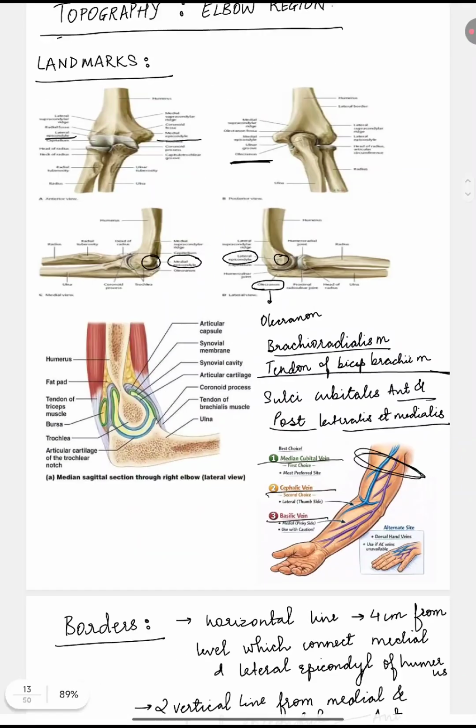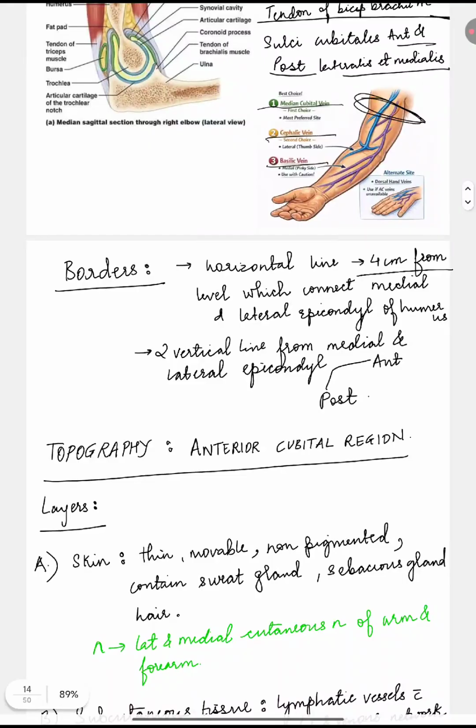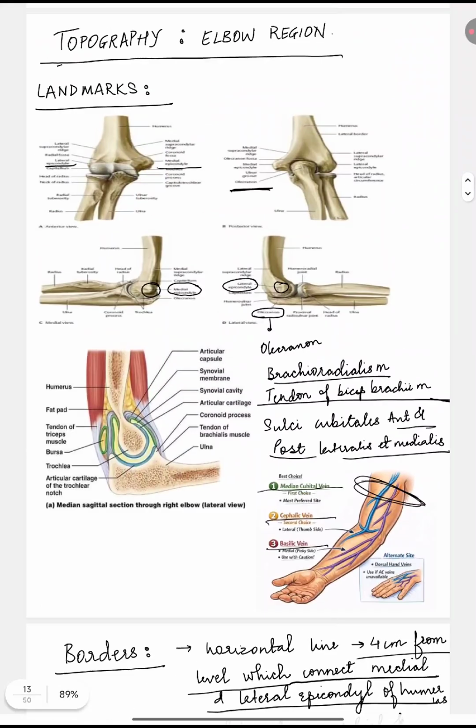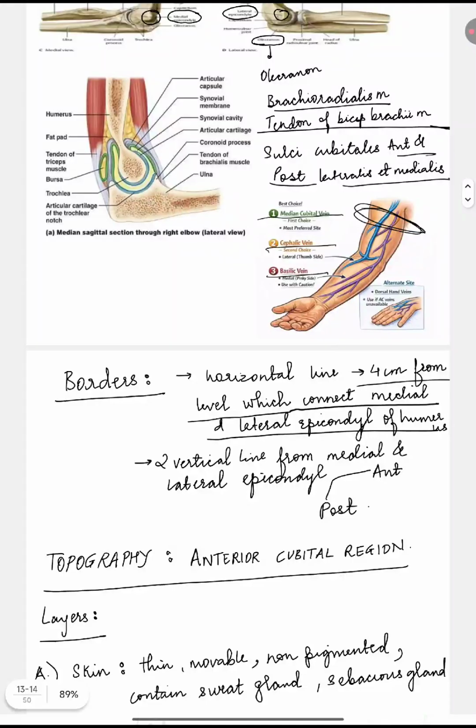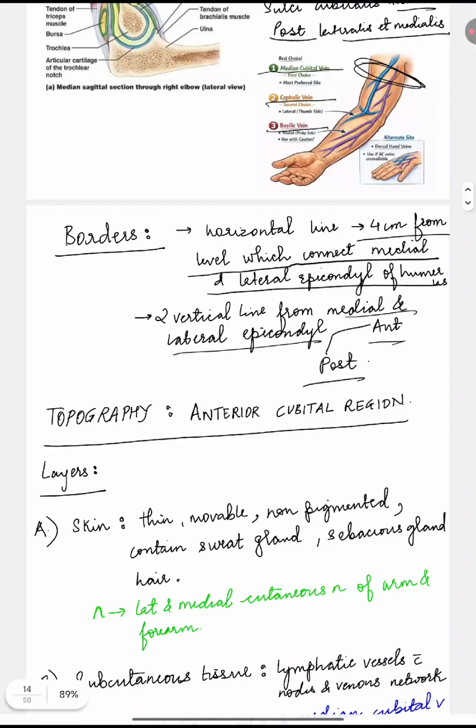Now, what are the borders? The border is 4 cm from the level where the medial and lateral epicondyle of the humerus connect. We need to draw a horizontal line 4 cm up from the medial and lateral epicondyle of the humerus, and 2 vertical lines from the medial and lateral epicondyle, which divide this elbow region into anterior cubital region and posterior region. Now, topography of this anterior cubital region and posterior region of the elbow region.